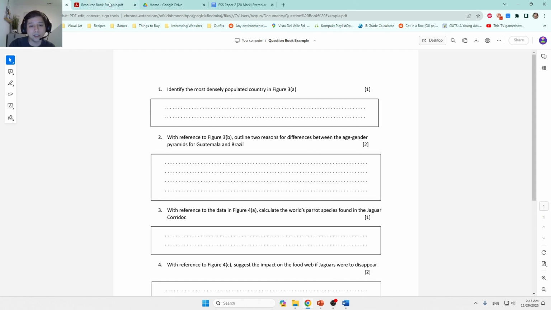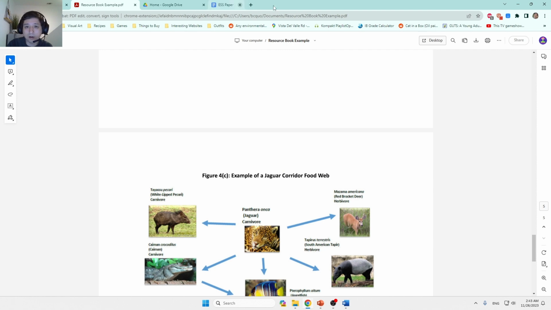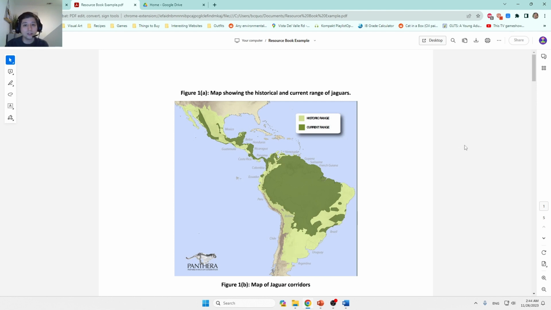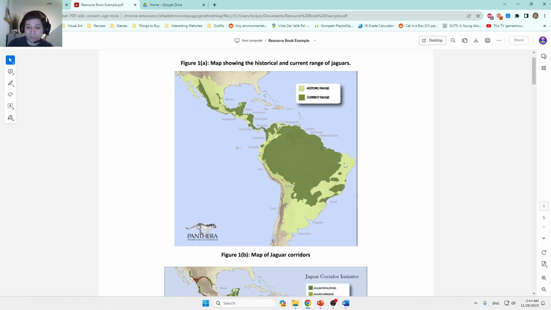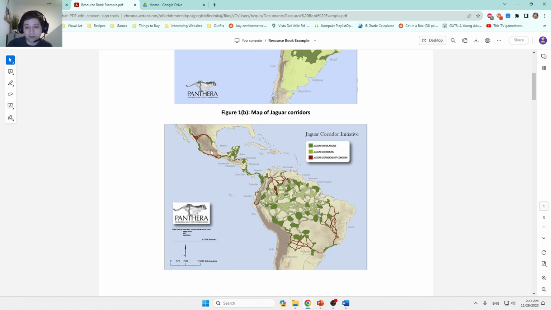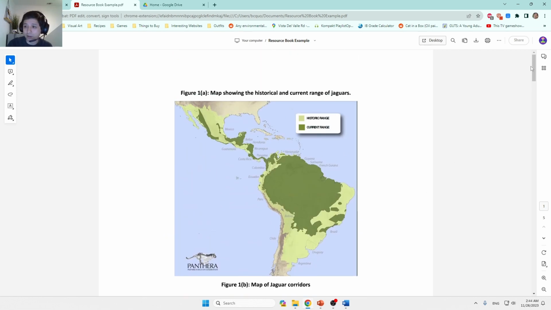So paper 1 is a case study. A case study is where you're looking at a specific environmental region or problem very in depth. In this case, this is a resource booklet that I made very quickly. It's not an actual test, but it's very similar to what an actual test would be like. So this is the Jaguar corridor. This is an area where they're trying to build corridors for jaguars to connect these separate jaguar populations together. So this whole test might be about the jaguar corridor in this area of the world.